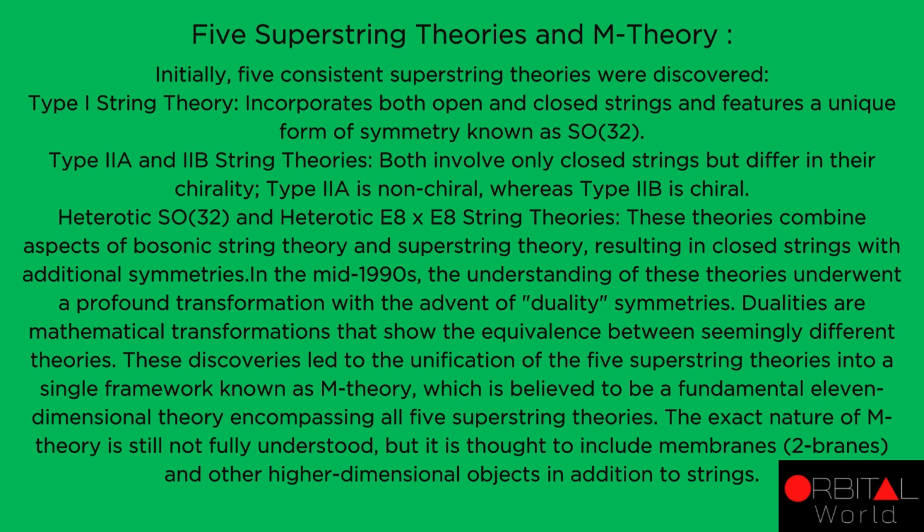In the mid-1990s, the understanding of these theories underwent a profound transformation with the advent of duality symmetries. Dualities are mathematical transformations that show the equivalence between seemingly different theories. These discoveries led to the unification of the 5 superstring theories into a single framework known as M-theory, which is believed to be a fundamental 11-dimensional theory encompassing all 5 superstring theories.